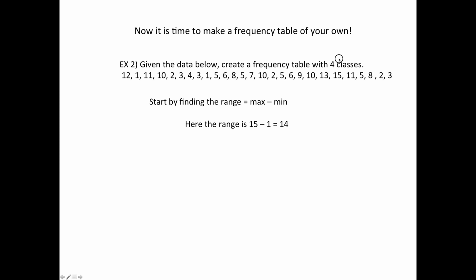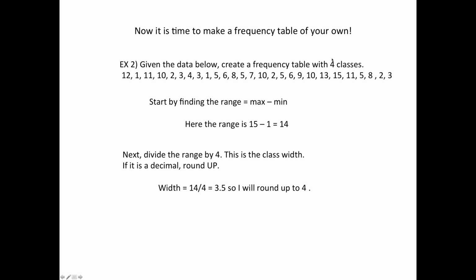Now, since there's supposed to be 4 classes, you take the 14 and divide by 4. And if you get a decimal, even if it was 3.01, I would suggest you round up to the next whole number. So when I divided, I got a 3.5. I'm going to round it up to 4. That is the class width.